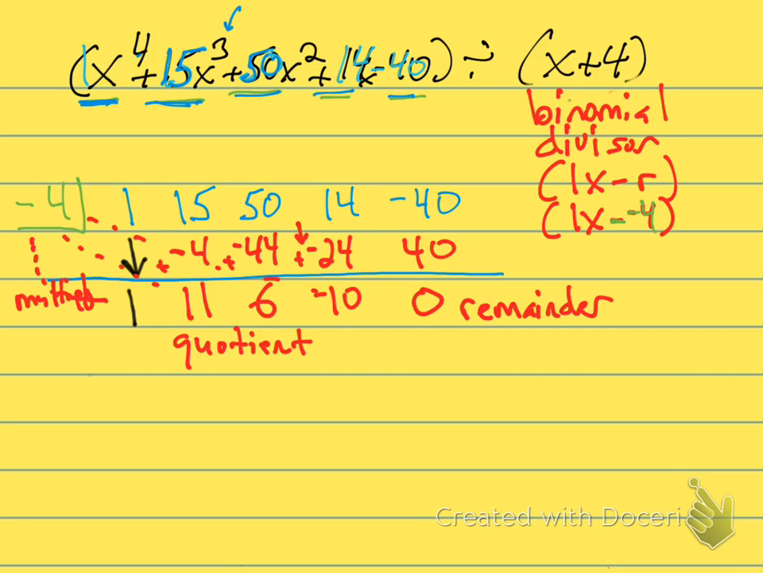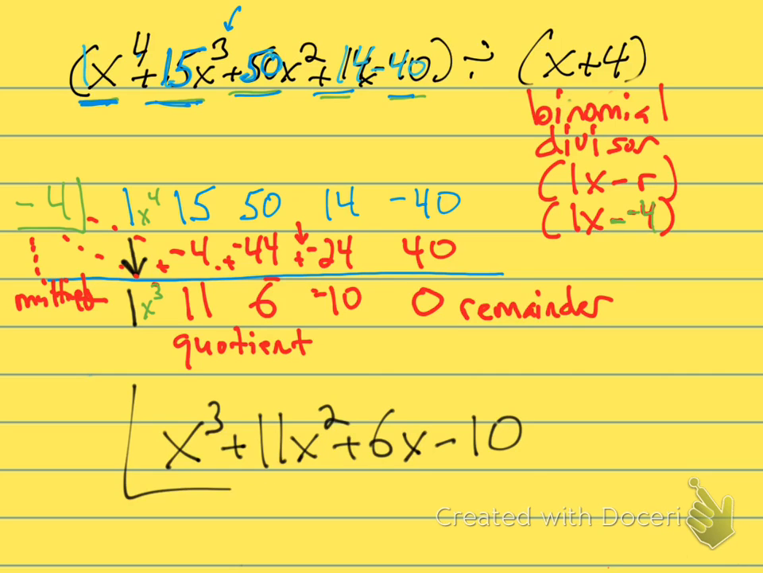And since this problem started as an x to the fourth, the quotient will be x to the third. So our quotient is going to be x to the third plus 11x squared plus 6x minus 10. And this is how we divide a polynomial by a binomial using synthetic division.